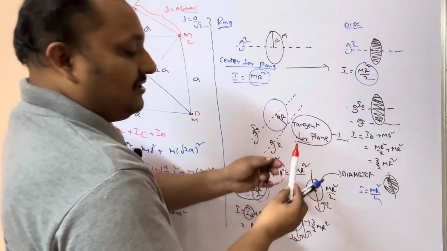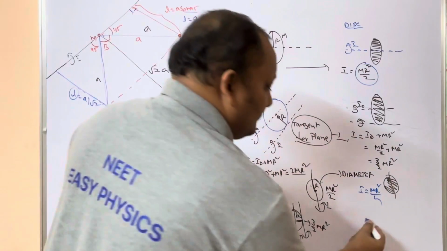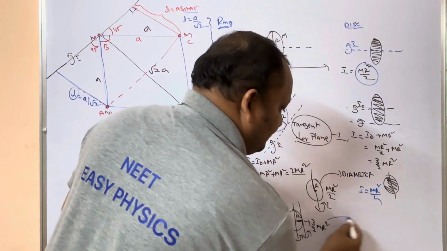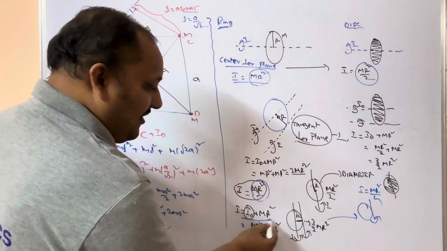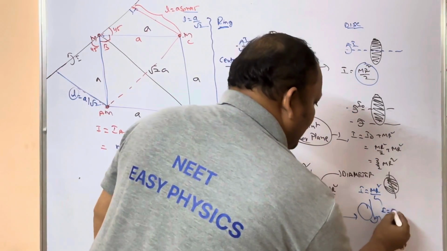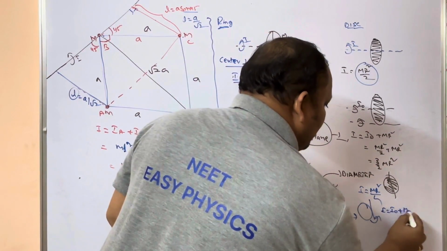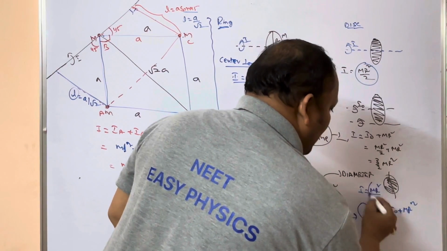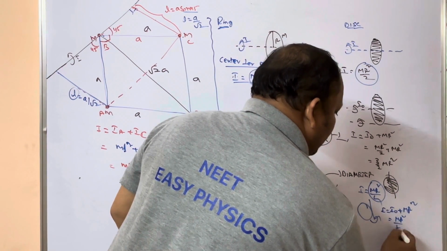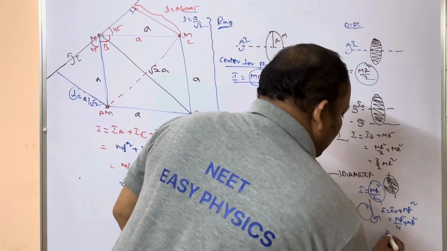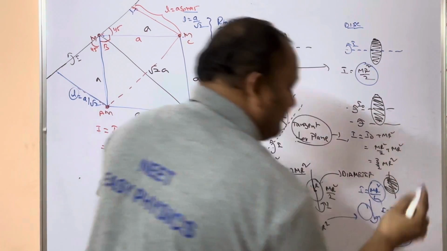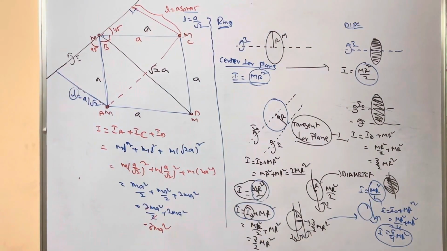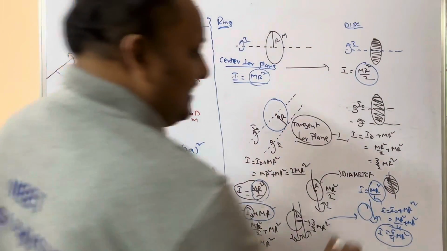Next, about tangent in its plane. Last one, this axis. About tangent in its plane, the same formula you will get. So I is equal to I naught plus mr square. What is I naught? Mr square by 4 plus mr square, so 5 by 4 mr square. So that is going to be the moment of inertia of the disc about tangent.